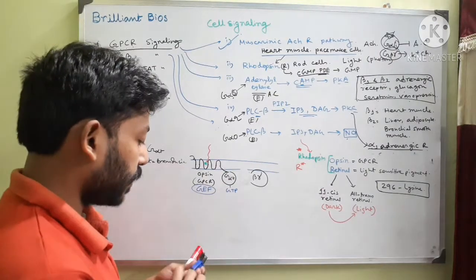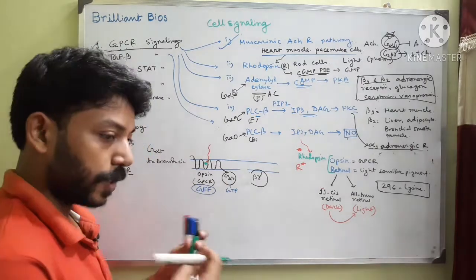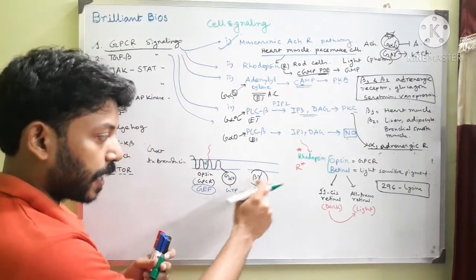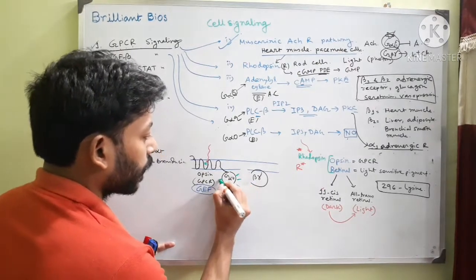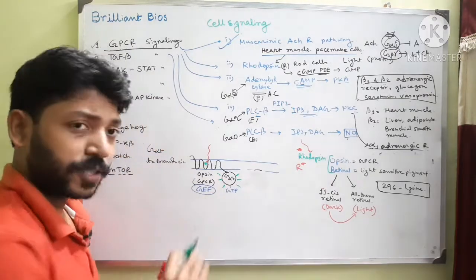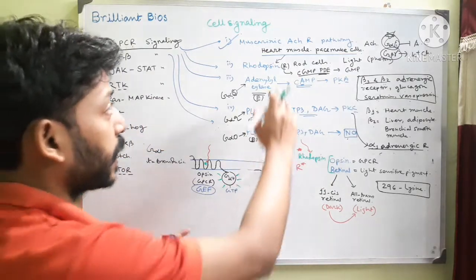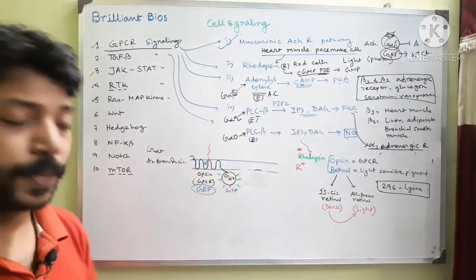Now this becomes active. The theory says that when the G alpha protein dissociates from G beta gamma and attaches with GTP, it becomes active. I am removing this beta gamma. It is not significant in this case, but in the case of the muscarinic acetylcholine receptor, beta gamma also plays a role because it activates the potassium channel.